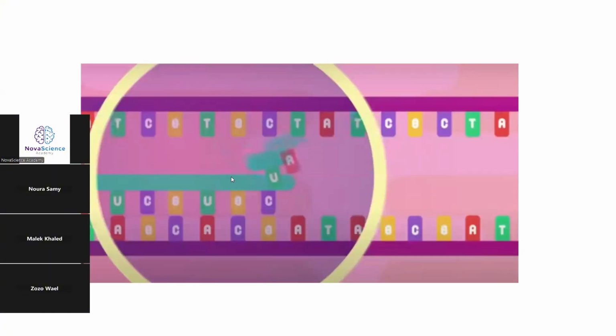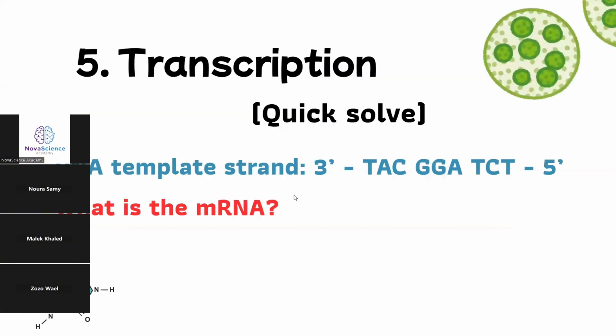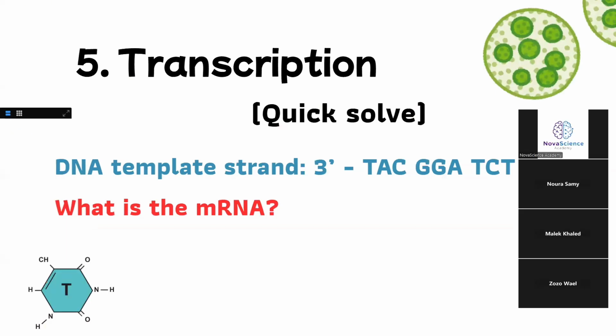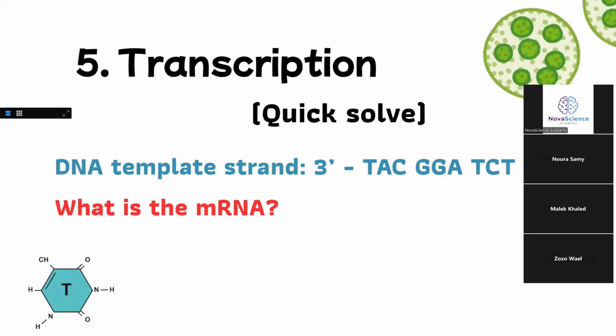The DNA will open inside the nucleus, with base pairing as we said, A with U, C with G, and so on. I am making new RNA, so as you see, we have U. A pairs with U, not with T, and so on. So we make a complementary strand.